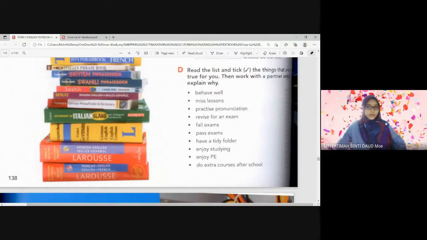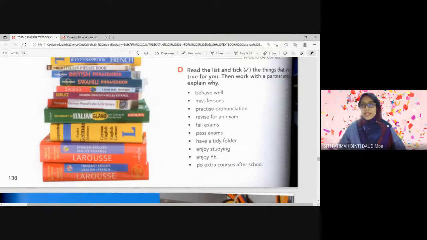Practice pronunciation, berlatih sebutan. Revise for an exam. Revise means ulang kaji. Fail exams, pass exams, have a tidy folder. Tidy here means kemas, neat and tidy. Folder is like your file, maybe your books and all. Enjoy studying. Enjoy PE. Do extra courses after school. Do you have any extra skills that you take up? It doesn't have to be a formal one like piano class and all.